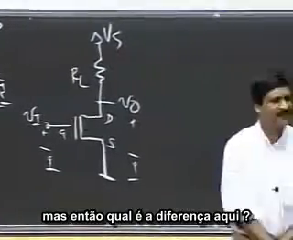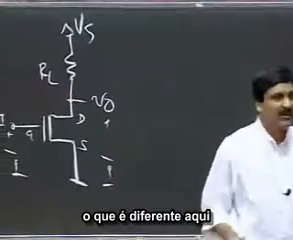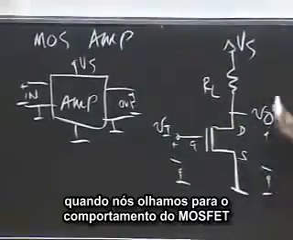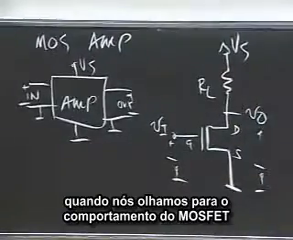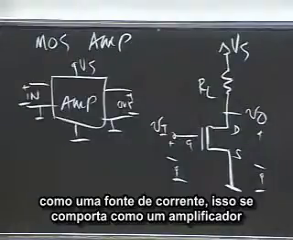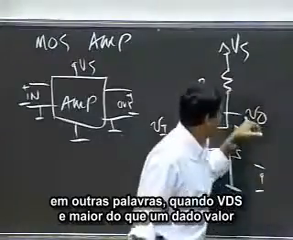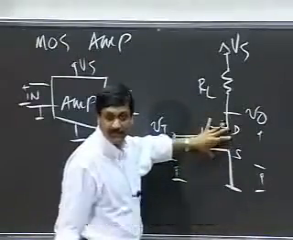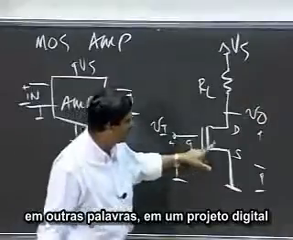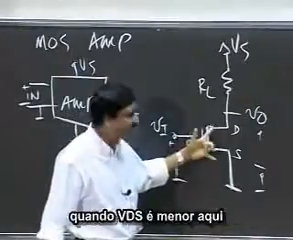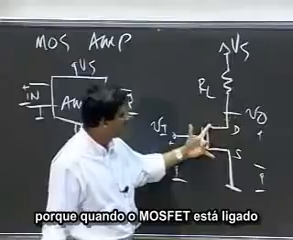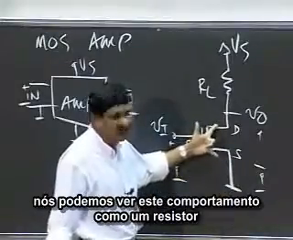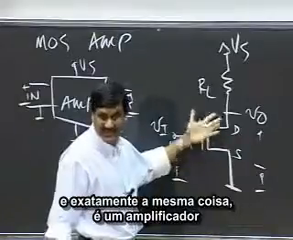So what's different here? We showed you the circuit as an inverter. What's different here is that when we look at MOSFET behavior as a current source, this behaves like an amplifier. In other words, when VDS is greater than some value, then this behaves like a current source. When VDS is small, as in the digital designs, when the MOSFET was on, it pulled the voltage down to ground, we could view this behavior as a resistor.